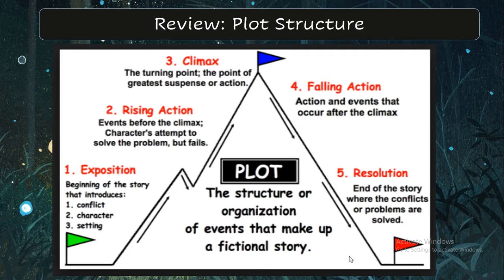So the first component is your exposition. That's the beginning of the story. 3 things you're going to have in your exposition: conflict, character, and setting. So usually, of course, you're introduced to the characters and the setting first, and then after you know the characters and where the story is taking place, which is the setting, then you know the conflict. What is the problem that's happening?